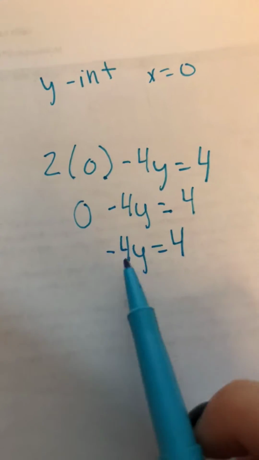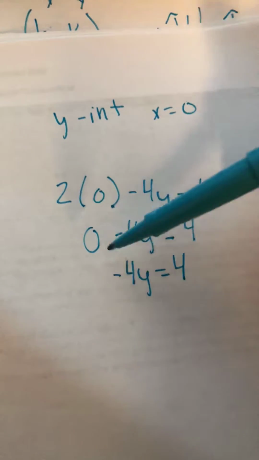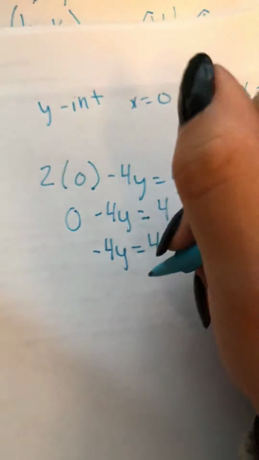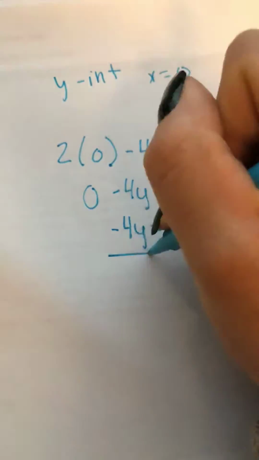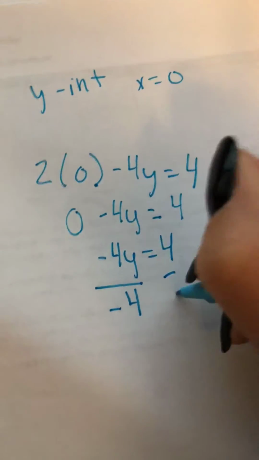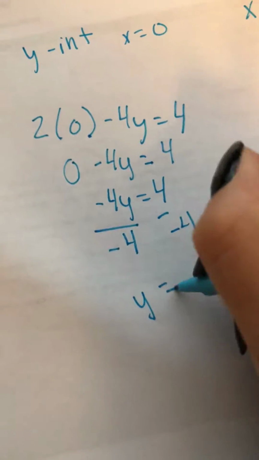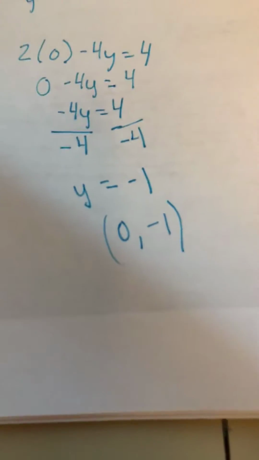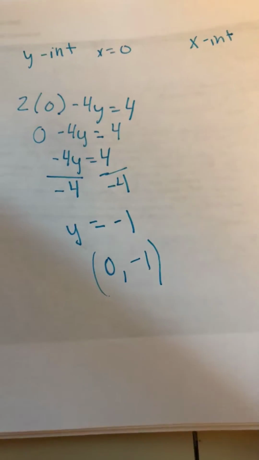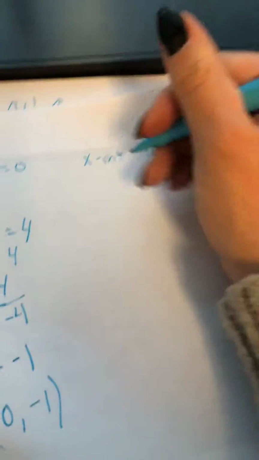Is this y isolated? No, it's being what with this negative 4? Multiplied. Good. So in order to get multiplication to go away, I have to perform an inverse operation, or the opposite. I divide by negative 4. y equals 4 divided by negative 4 equals negative 1. So my y-intercept here would be 0, negative 1. Beautiful.